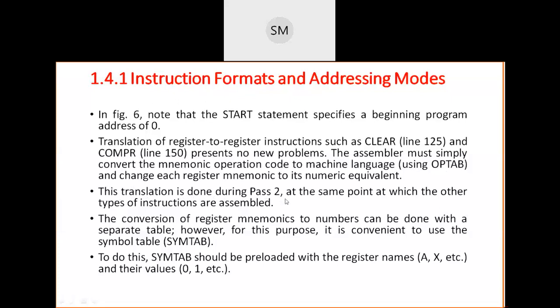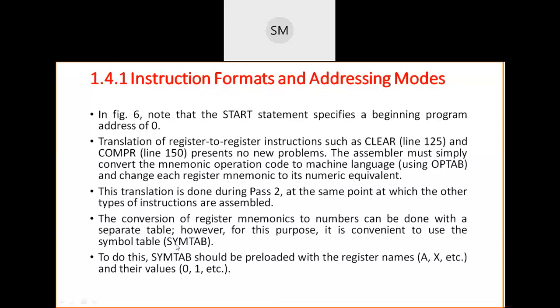This translation is done during pass 2, because I told you clearly yesterday that during pass 1 we just define the symbols, but in pass 2 we do the actual translation, at the same point at which the other types of instructions are also assembled. The conversion of register mnemonics to numbers can be done with a separate table. However, for this purpose it is convenient to use the SYMTAB. Just now I told you.